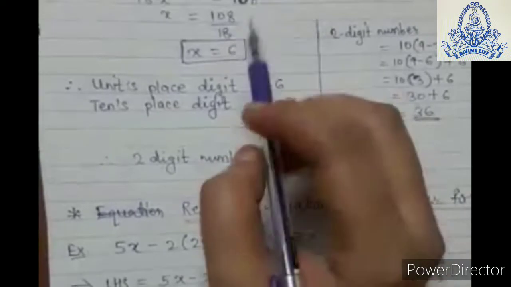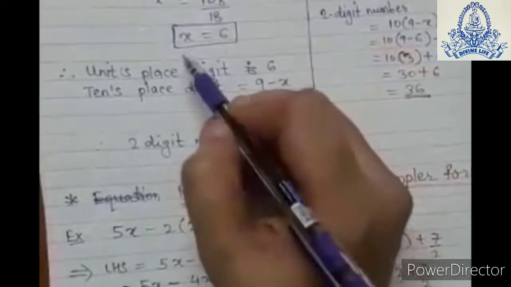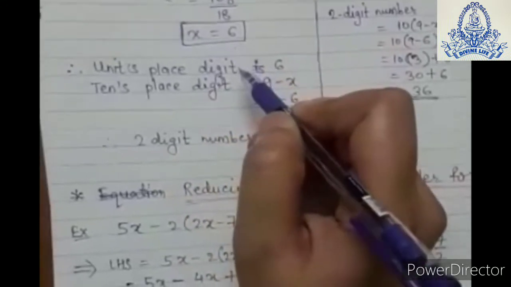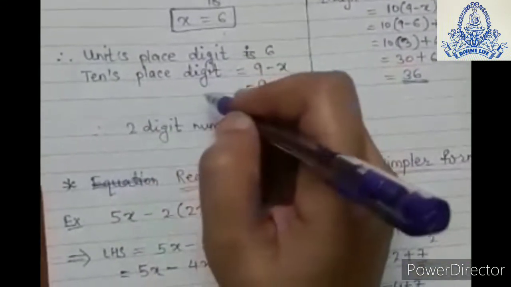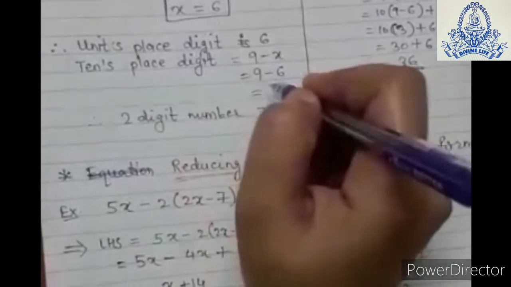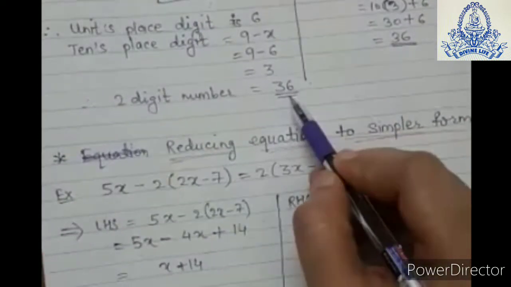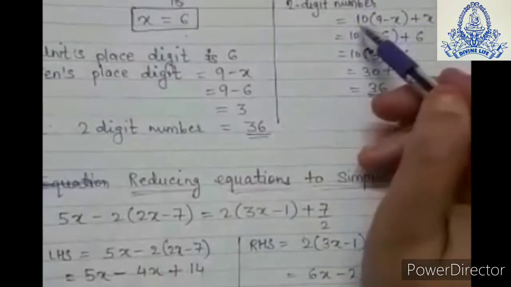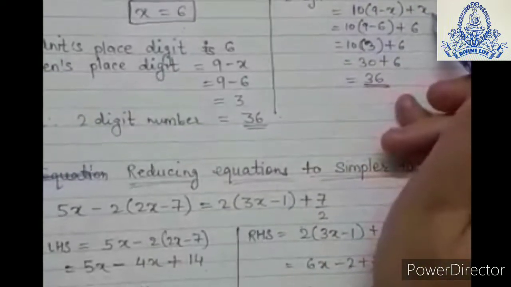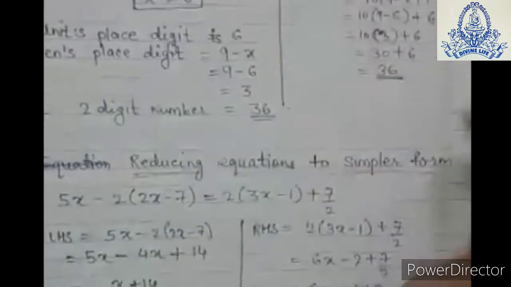6. Now see, what was the question? You have to find the 2-digit number. Now see, x was your units place digit, right? So units place digit is x, and tens place digit is 9 minus x. 9 minus 6, that is 3. So your 2-digit number is 36. Or you can also find it this way. See, the 2-digit number was given as 10 into 9 minus x plus x. So put the value of x in this, you will get the answer 36.